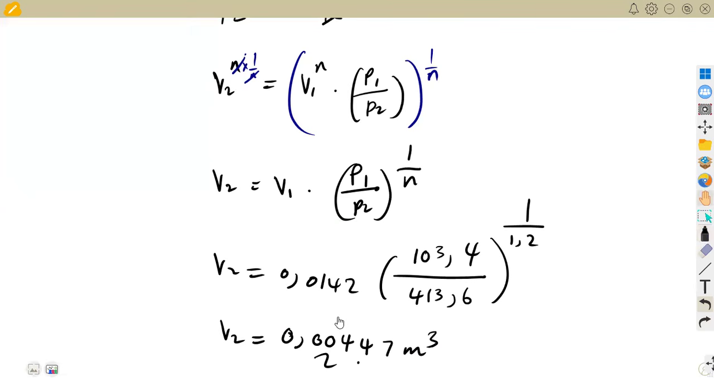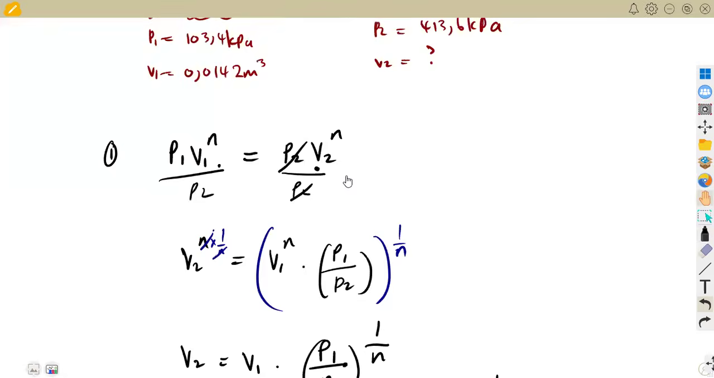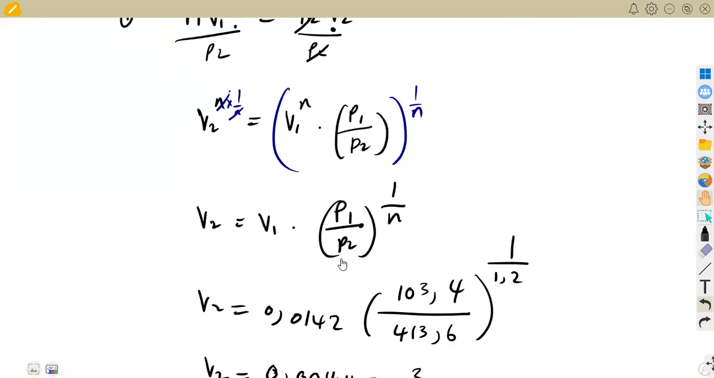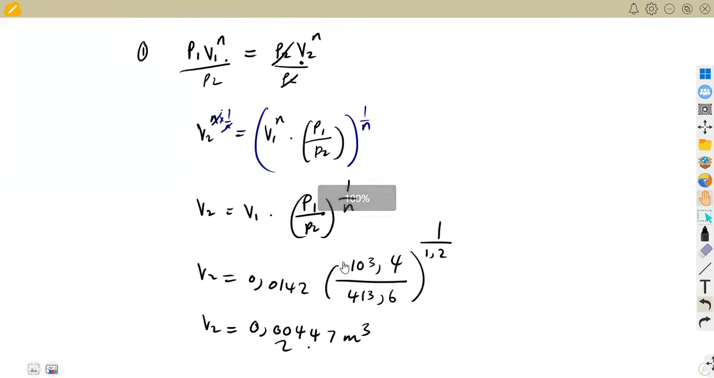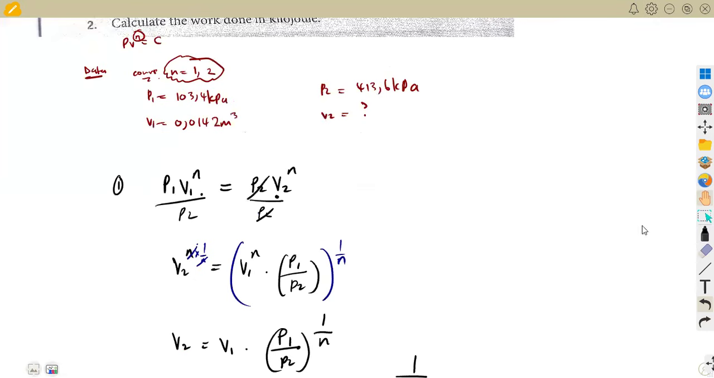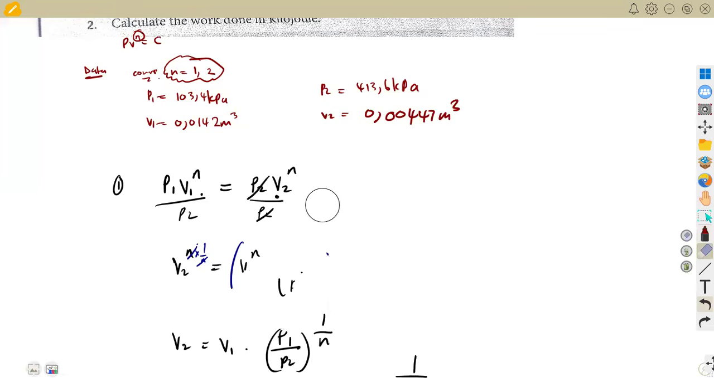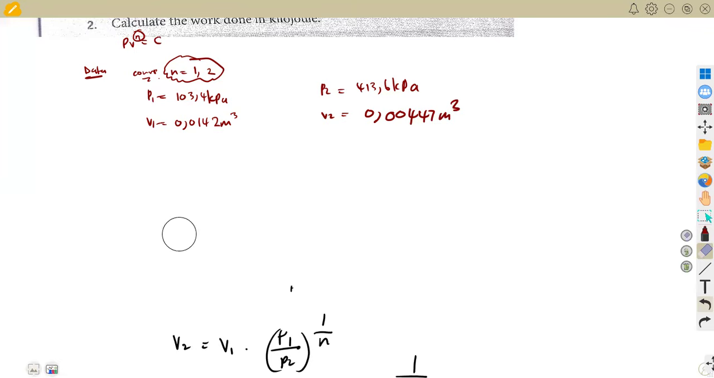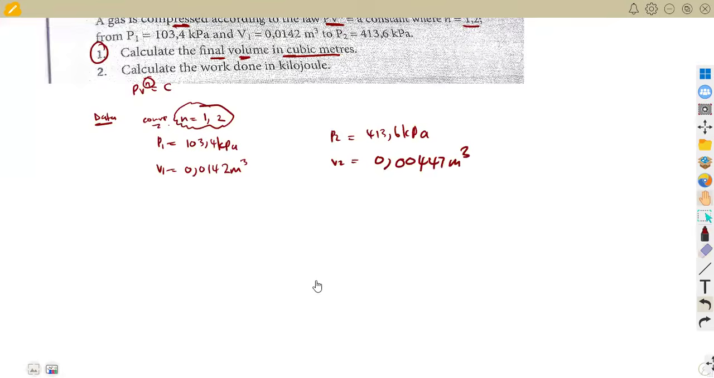With this V2, we can calculate whatever you want, depending on what we need. All right, so let us write our V2 here. Remember our V2, that's 0.00447 cubic meters. Okay, so that's how we play around with these questions. Just have to be careful there.